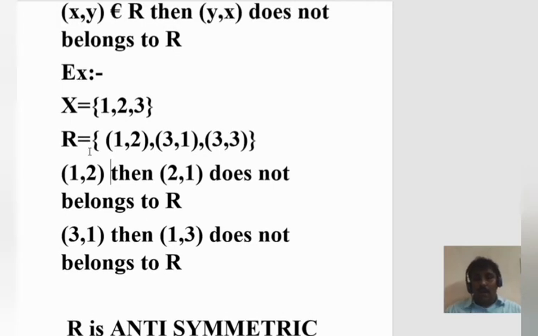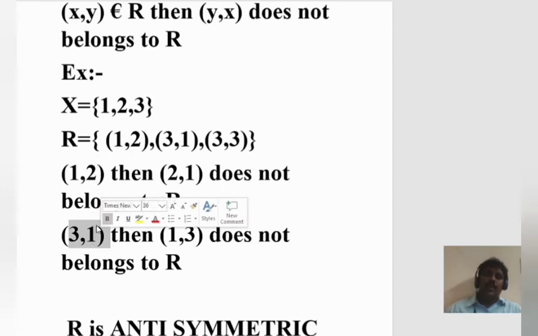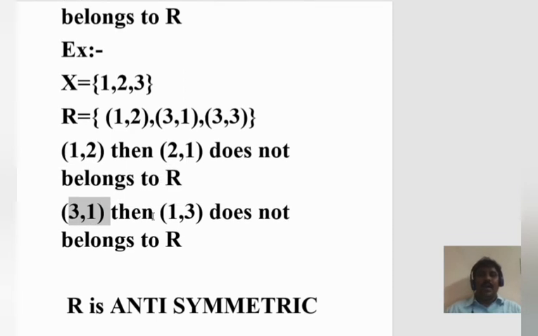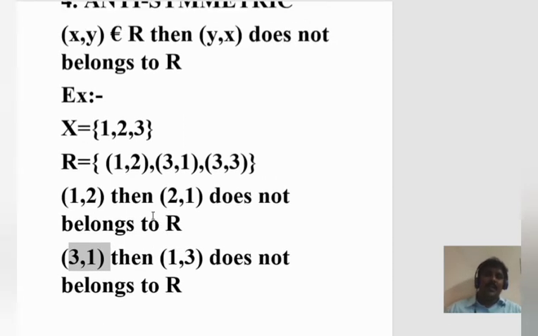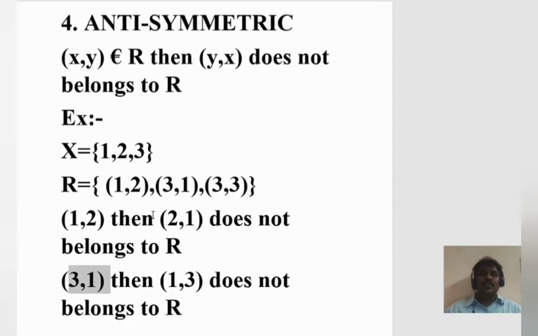Now I have covered all the elements. I have covered 1, 2 and 3. Here I have covered 1, 2 and here I have covered 3, 1. So I have covered all three elements. Therefore R is anti-symmetric. Anti-symmetric means which is not symmetric. So this is the property.